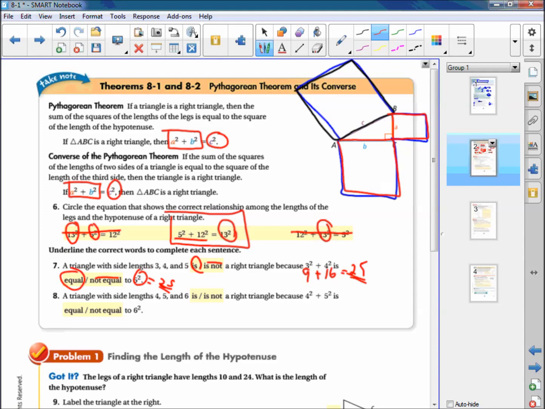Okay. A triangle with side lengths 4, 5, and 6 is definitely not going to be a right triangle, because 4 squared plus 5 squared is going to equal 16 plus 25. I think that makes 41. And that's definitely not equal to 6 squared, which is 36. Okay, so remember, if the two small sides squared added together do not equal the big side squared, then you don't have a right triangle. That's what the converse of the Pythagorean theorem says.